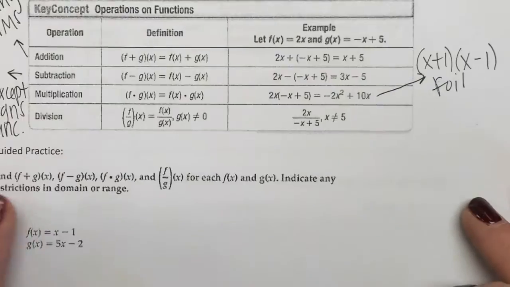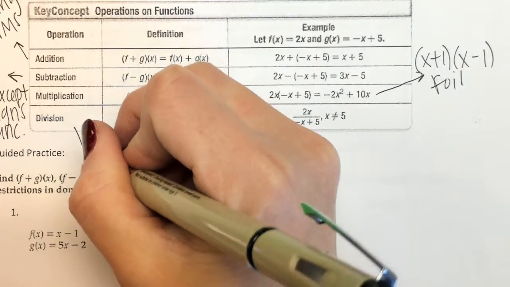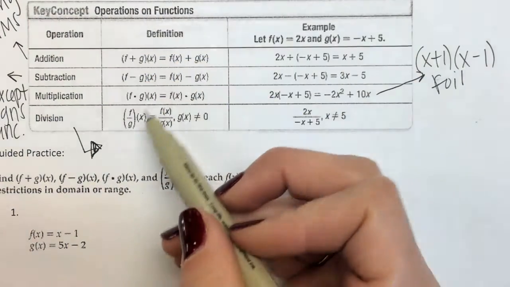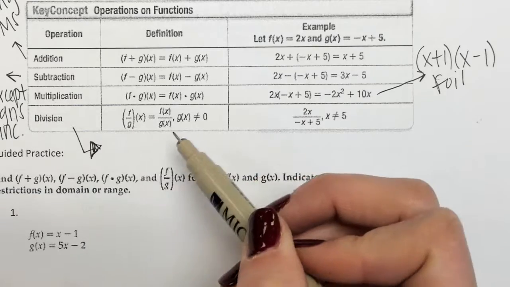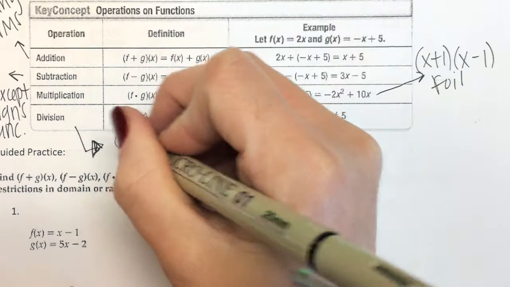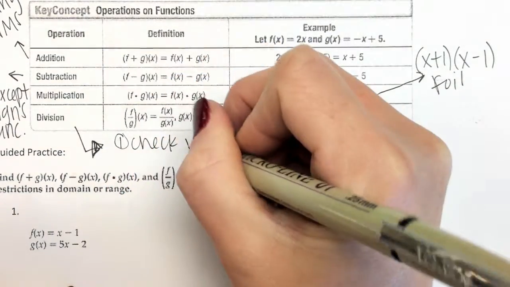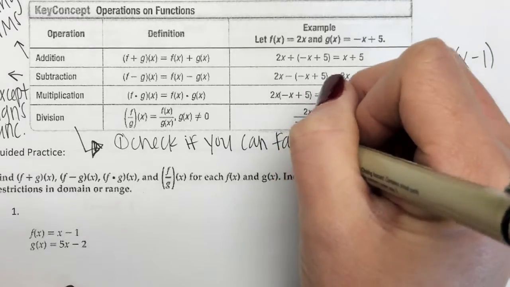Now division is where it gets a little different. Okay, for division, setting it up is very easy. Whatever's on top, that function f, that's what you put on top. Whatever's on bottom, g, that's what you put on bottom. But after you set it up, the first thing you have to do, check if you can factor. And you'll see why in a minute. Check if you can factor.